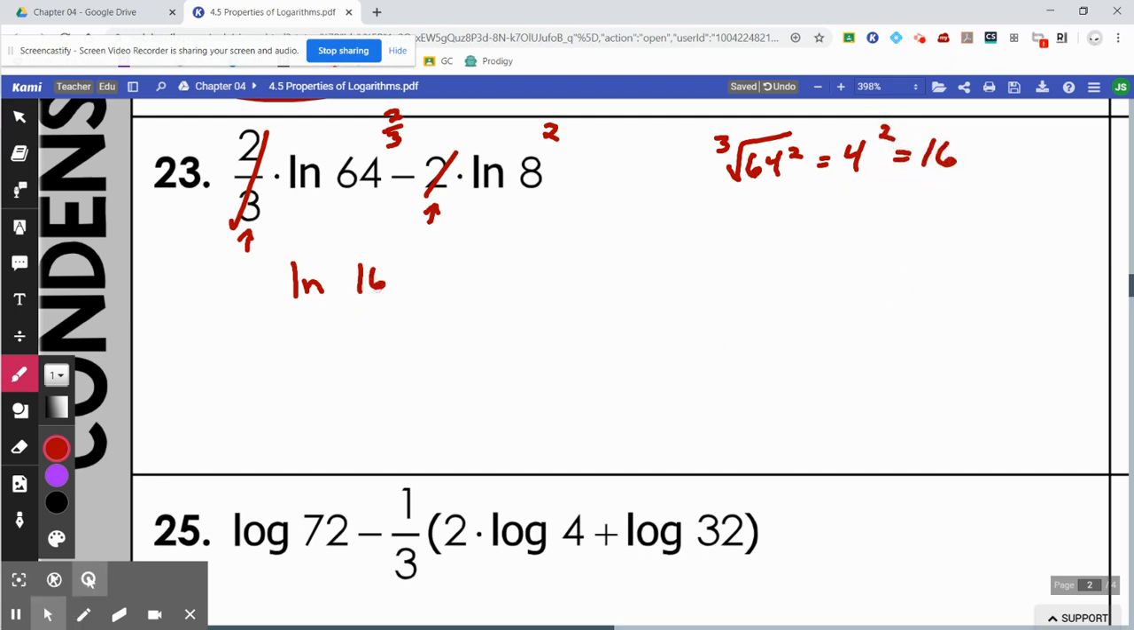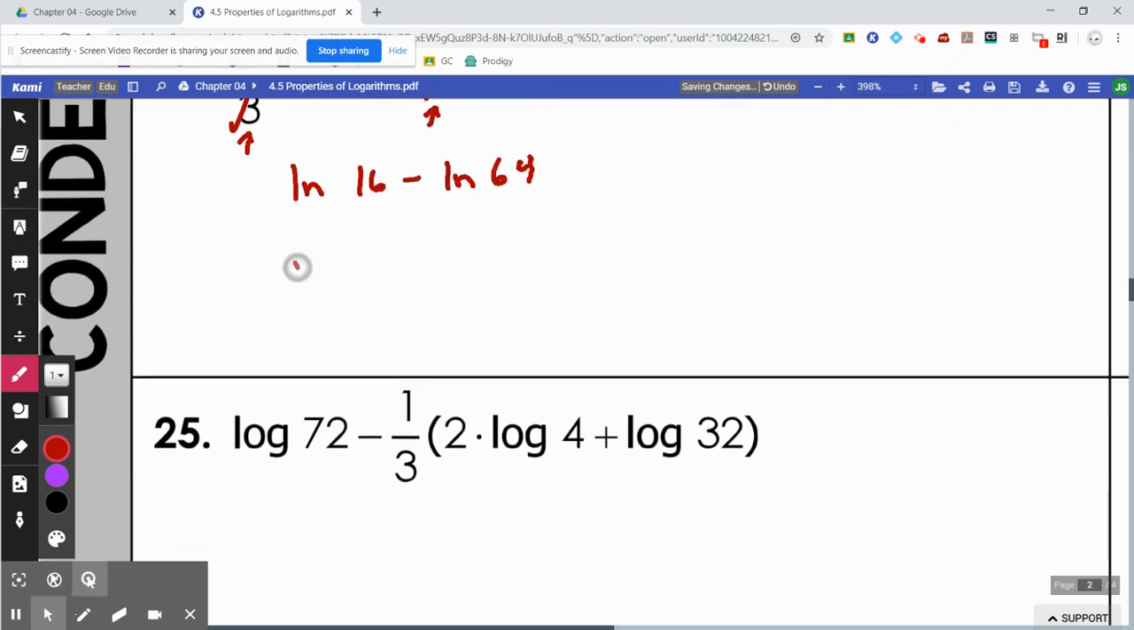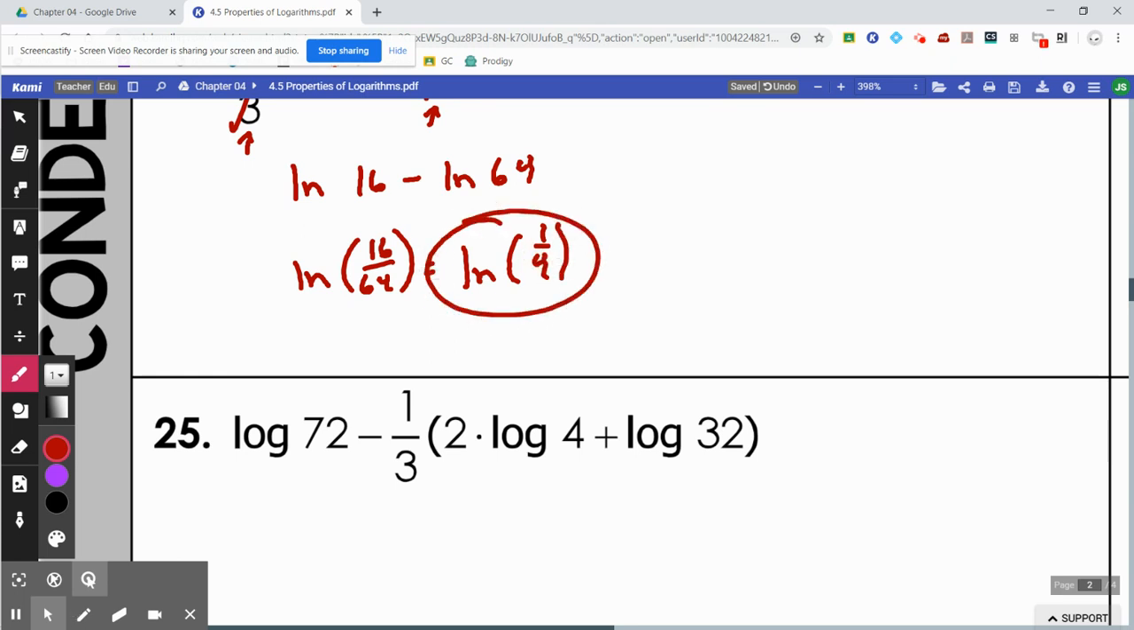So it'd be the natural log of 16 minus the natural log of 8 times 8 is 64. The quotient rule says to subtract two natural logs, you can combine them with a quotient, 16 over 64. And then you can reduce that. That'd be the natural log of a fourth. That'd be the cleanest way.